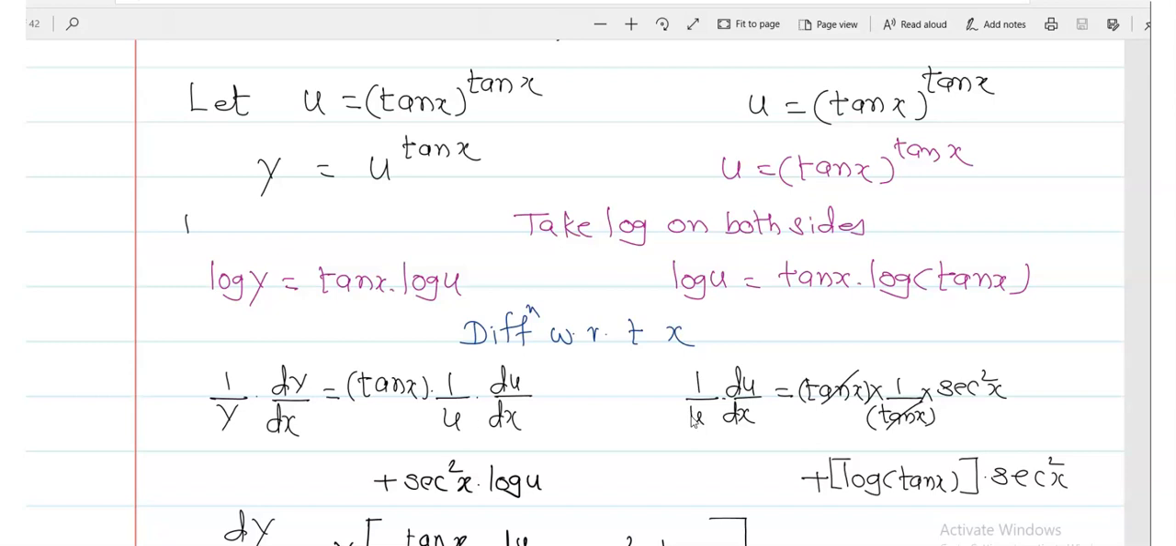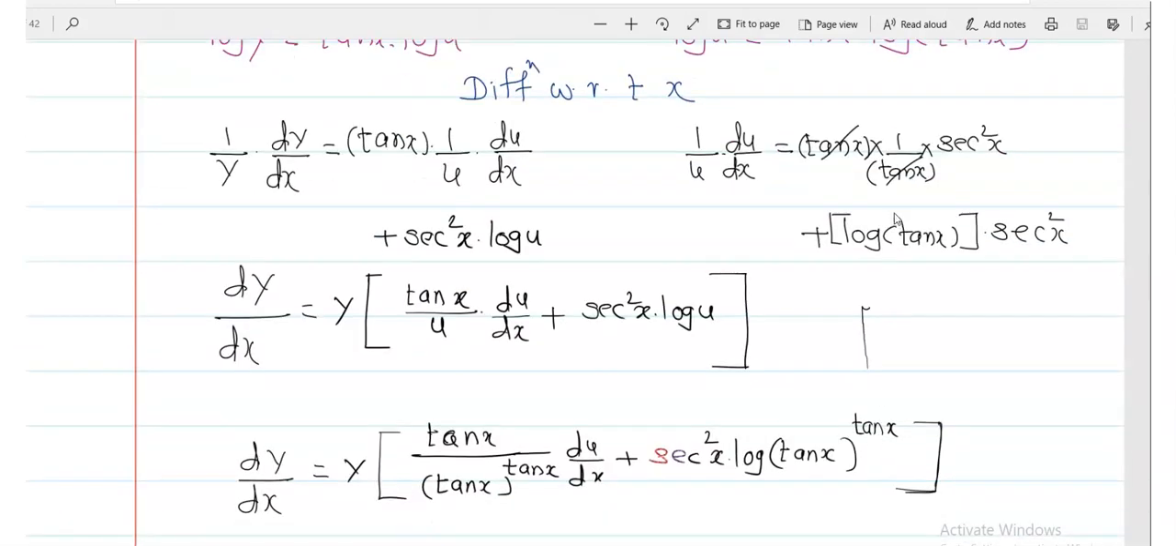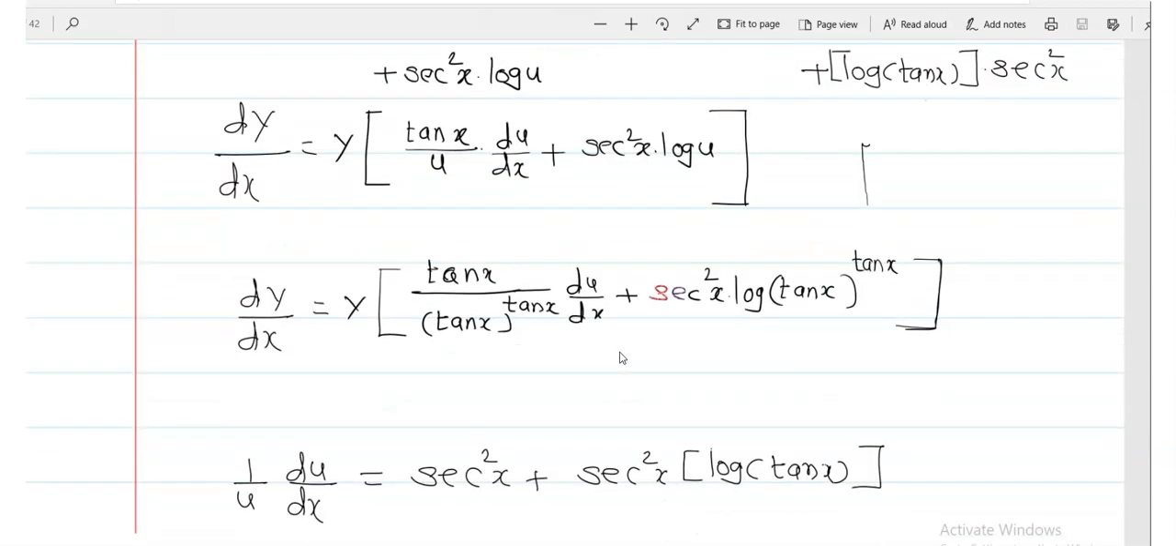Now differentiate this. That is 1 upon u into du by dx equals tan x into the derivative of log of tan of x, which is 1 upon tan x into the derivative of tan, which is sec square x. And that's why this tan gets cancelled. Then you will get sec square x plus log of tan of x into sec square x. Now see, this is the dy by dx, which is y into tan of x upon tan of x raised to tan x into du by dx plus sec square x into log of tan of x raised to tan x.